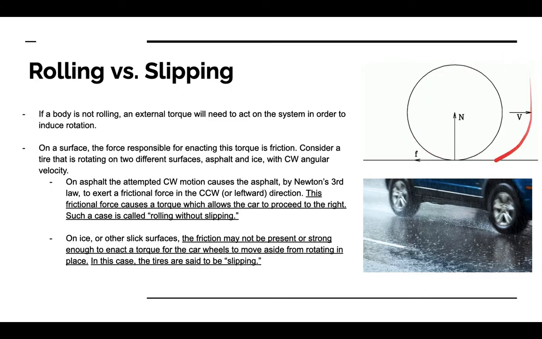So if we have a tire that is rolling on a surface, the reason why it's rolling is friction, okay? In order to illustrate this, let's consider a tire that is rotating on two different surfaces, asphalt and ice, with a clockwise angular velocity, so rotating in the clockwise direction, okay? On asphalt, the attempted clockwise motion, meaning our tire is going to try to rotate this way, means it's going to apply a frictional force on the ground to the left, okay?